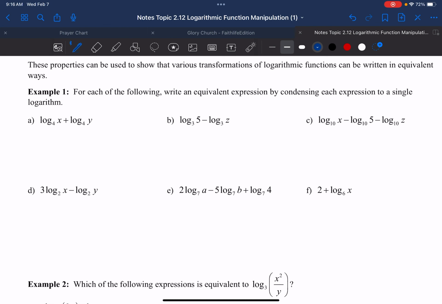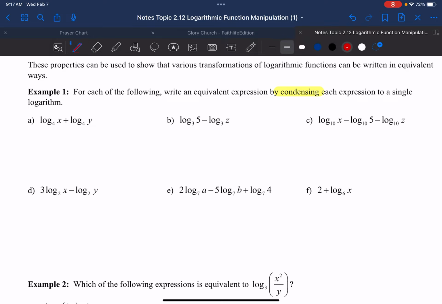So for each of the following, write an equivalent expression by condensing. If you've already started on the Delta Math homework, you'll notice that there's kind of two ways. You can go by making it as small as possible, condensing. I would highlight condensing there. Or you're going to expand to make it bigger. You can go either way.